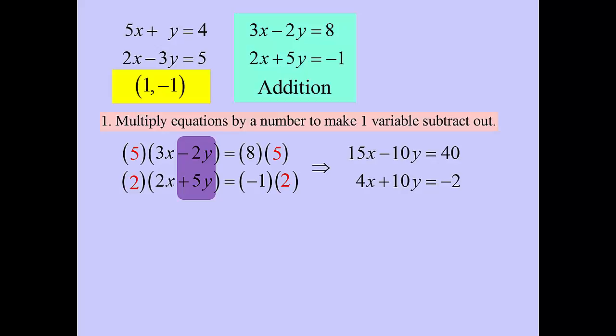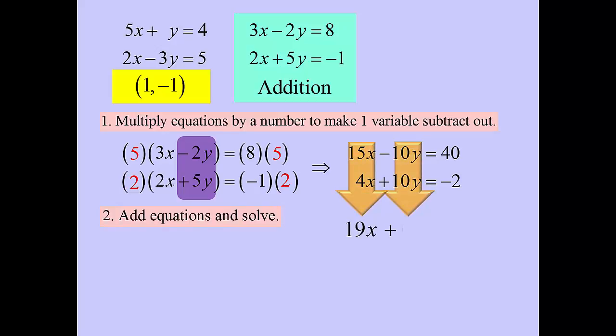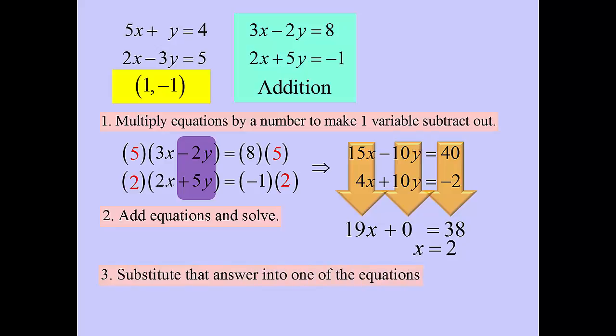Now if we add these vertically, we would get 19x, 0, and 38. Now that is an equation that we can solve, since there's no more y's in it. So finishing solving this equation, if we divide both sides by 19, we get x equals 2. And just like with the substitution method, once we find one of the variables, we take any equation that we've been dealing with and substitute the 2 in place of the x and solve for the y and write that as an ordered pair.